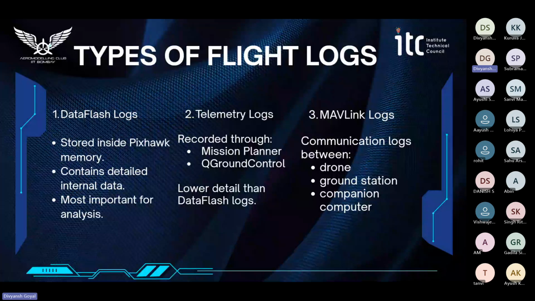And another, we have telemetry logs, which are less important than the data flash log. But for an autonomous flight, telemetry logs are also important. They are basically recorded through the Mission Planner or QGroundControl that you are using, basically the inputs. And another, we have MAVLink logs. MAVLink is basically a communication protocol between the companion computer and the drone. So in the MAVLink log, the communication data is stored.